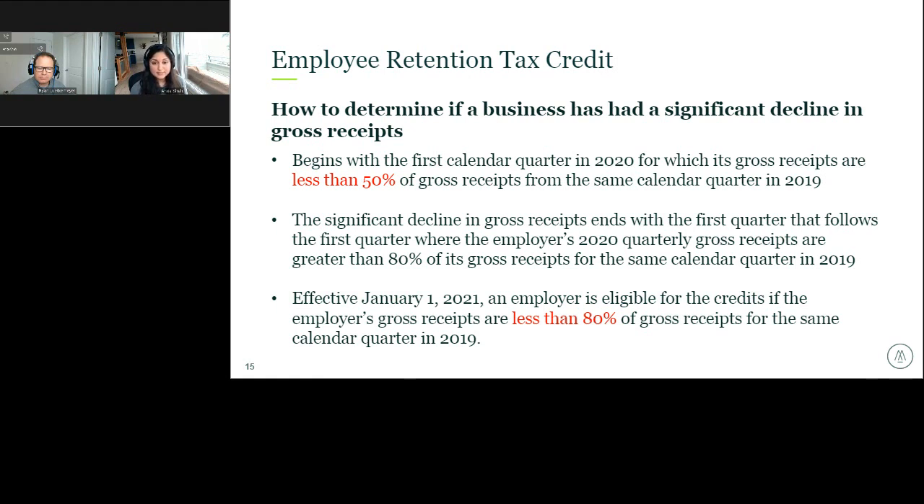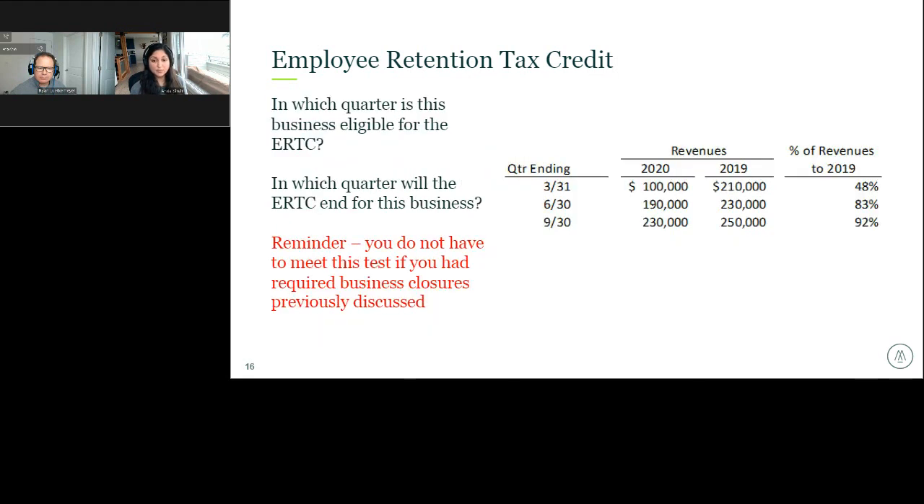So let me go over this example to make a little more sense of when your eligibility starts and when it ends. If you look at the quarter ending 3/31, 2020, revenues were 48% of what they were in 2019. That means you've gone under your 50% mark, and now for the quarter ending 3/31/2020, you are eligible for the employee retention tax credit. Now, for the quarter ending 6/30, your 2020 revenues are 83% of 2019.